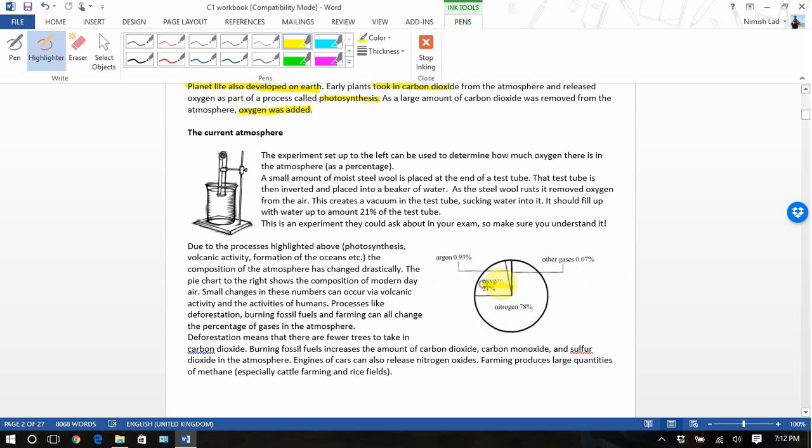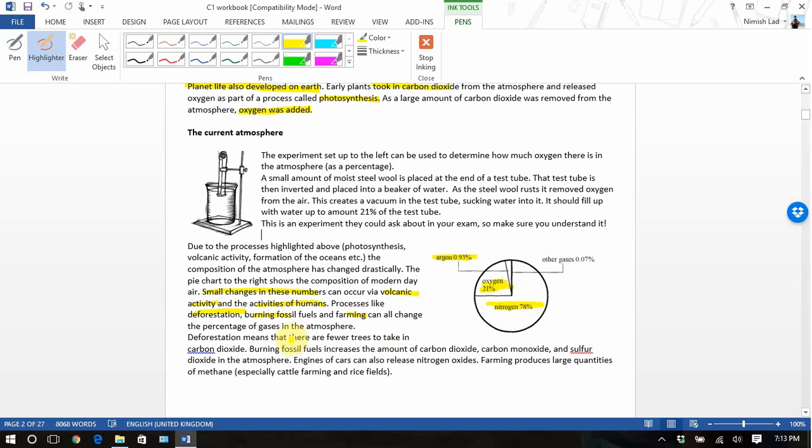21% oxygen and 78% nitrogen. They're the two main ones. Other gases are about 0.0%, so you've got argon, and carbon dioxide is a very, very small amount right now. Small changes in numbers occur, mainly due to volcanic activity and the activity of humans. Deforestation, burning fossil fuels, and farming can all change the percentages as well.